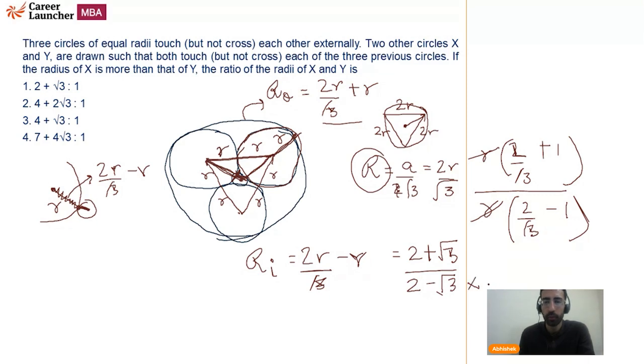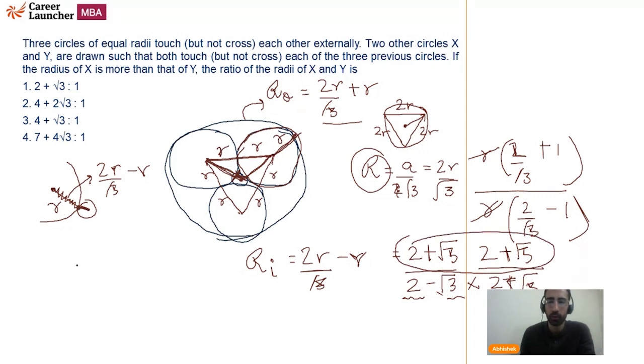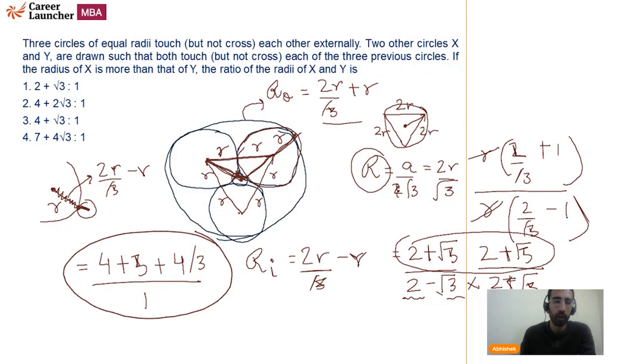So multiply with 2 plus root 3, and this will become 2 square, 4. 4 minus 3 is 1. So the denominator becomes 1. And you will have 2 plus root 3 whole square. 2 plus root 3 whole square is 2 square, 4, plus root 3 whole square, which is 3, plus 2 times 2 root 3, which is 4 root 3. So 7 plus 4 root 3 upon 1 is your answer, option 4. I hope this is clear.